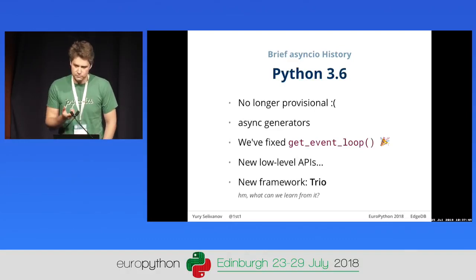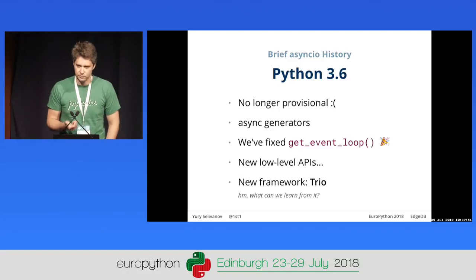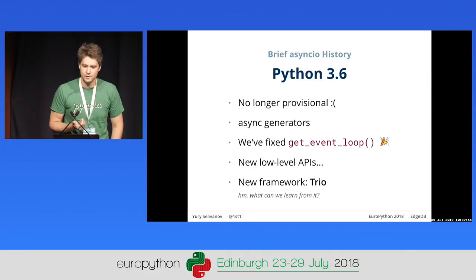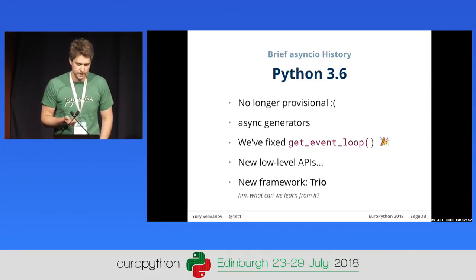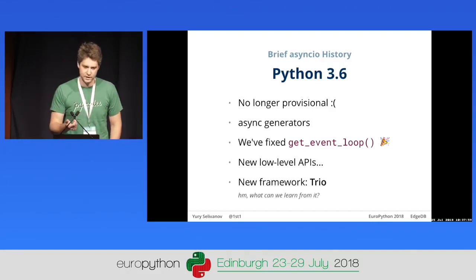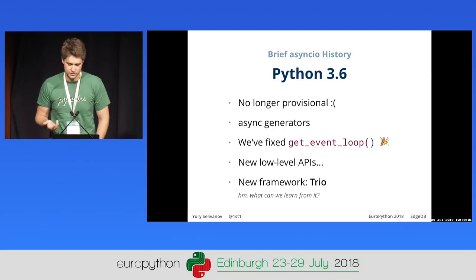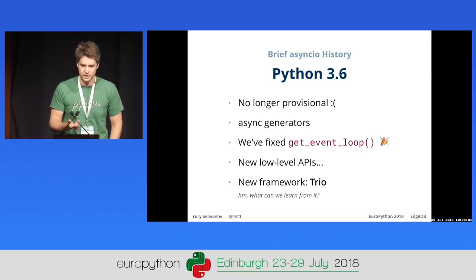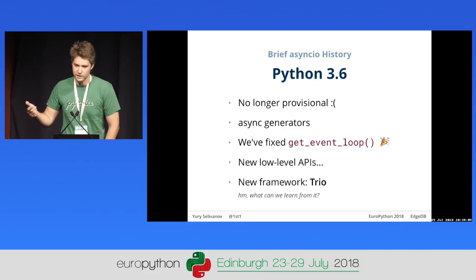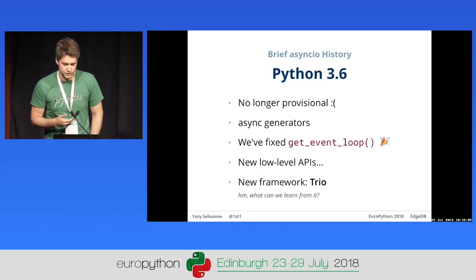So you couldn't really use this function to get the currently running event loop reliably. And that in part created this pattern in asyncio that you had to care about the event loop. You had to use it. Even when you used async await, you always passed around the event loop to all libraries like aiohttp.